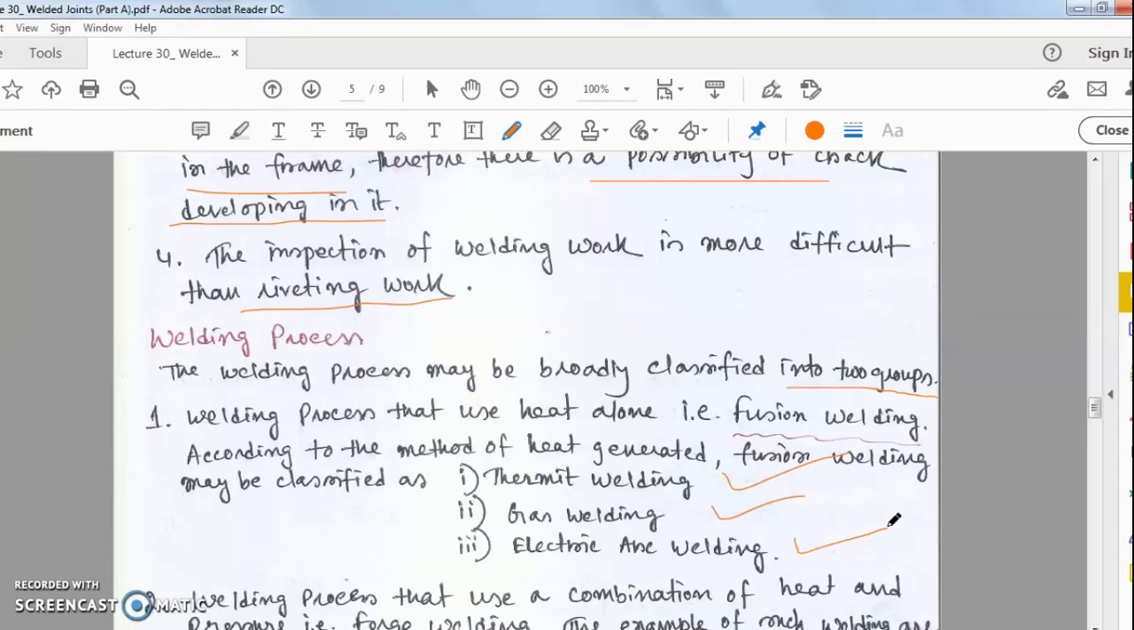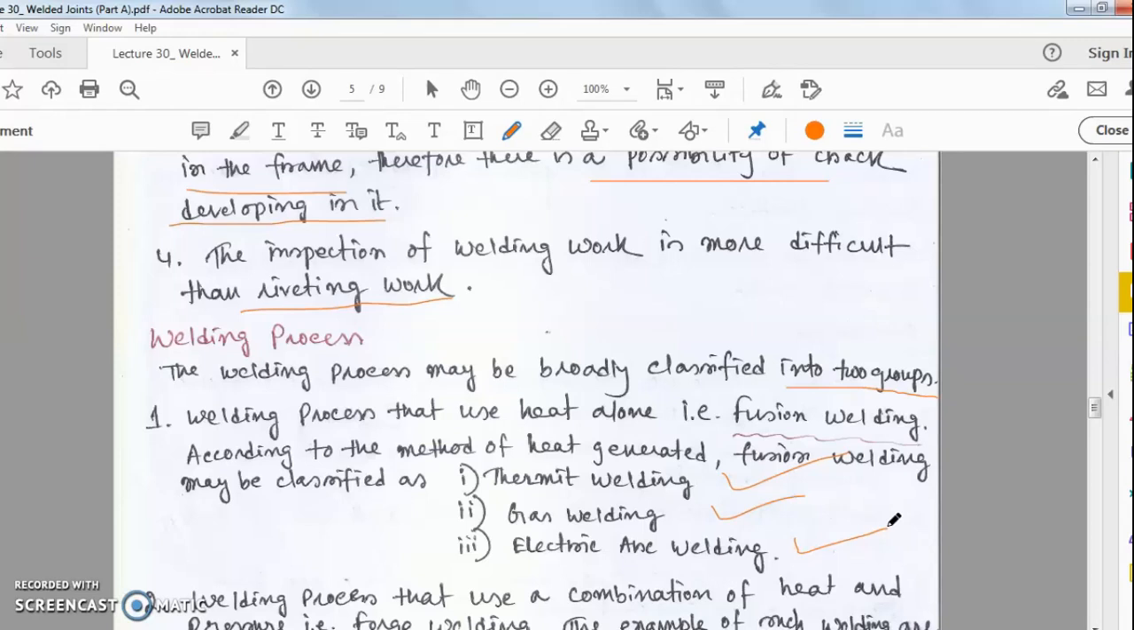Thermite is a mixture of iron powder and aluminium, and after a chemical reaction, the thermite is produced. This welding is basically employed for railway joints, railway line joining. Now gas welding, that you know, is oxyacetylene: the oxyacetylene flame, where both oxygen and acetylene gases are used. Now electric arc welding: TIG welding, MIG welding, submerged arc welding, manual metal arc welding, all come under electric arc welding.